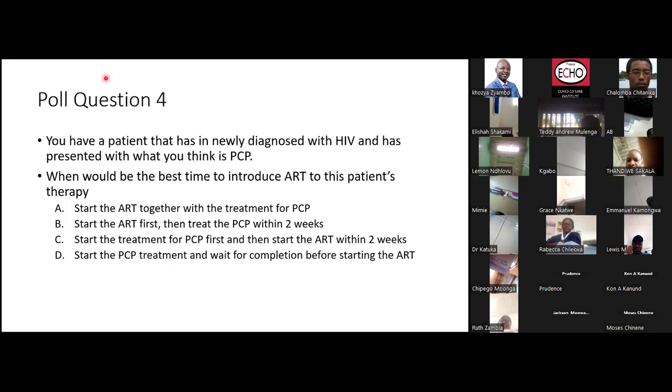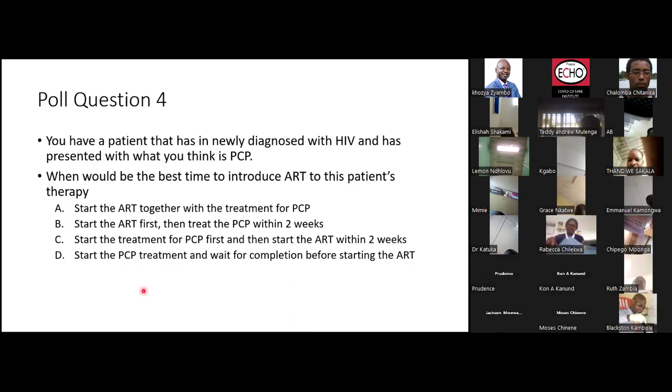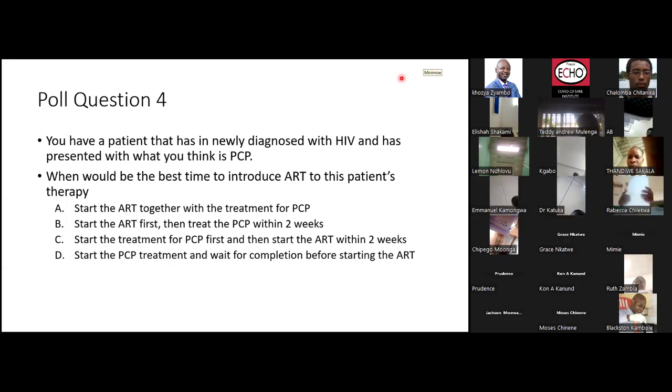So a very practical scenario here, Dr. Jambo, where I think we have seen quite a few patients, and I think this scenario is more common nowadays because of so many people being on ART. So it's common to see PCP as a first presentation of advanced HIV.